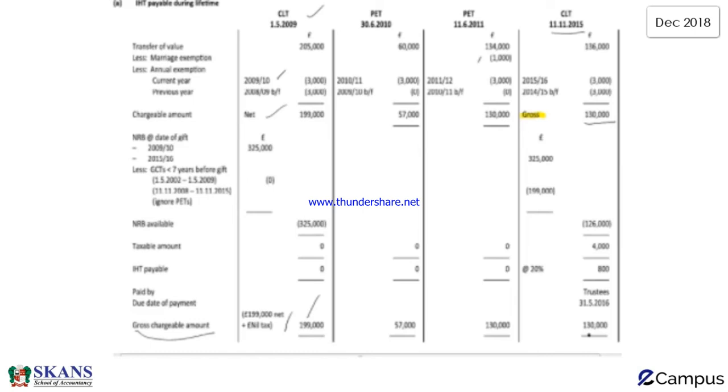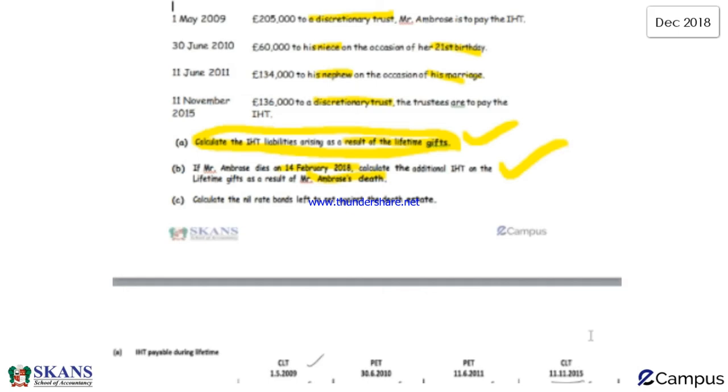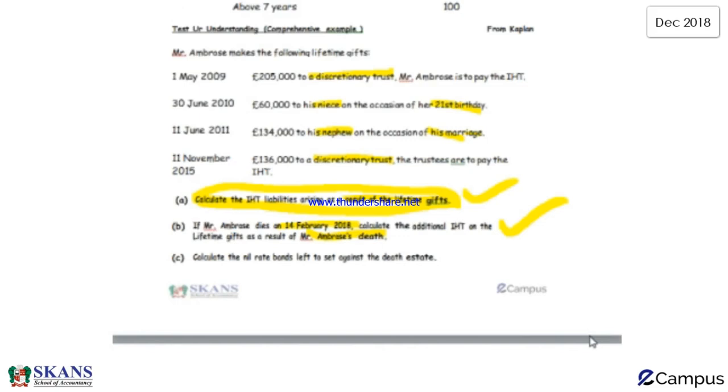Now, if you want to know how to do death calculations, the first thing you should consider is which of the transfers would attract further tax on death. All of them, if the individual dies within 7 years of making those, would attract death taxes, but those after which the individual dies after 7 years would not attract death taxes.